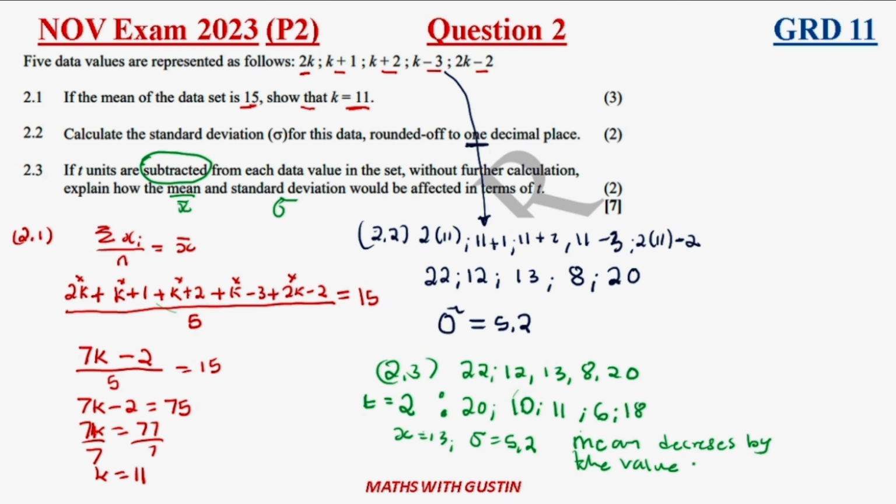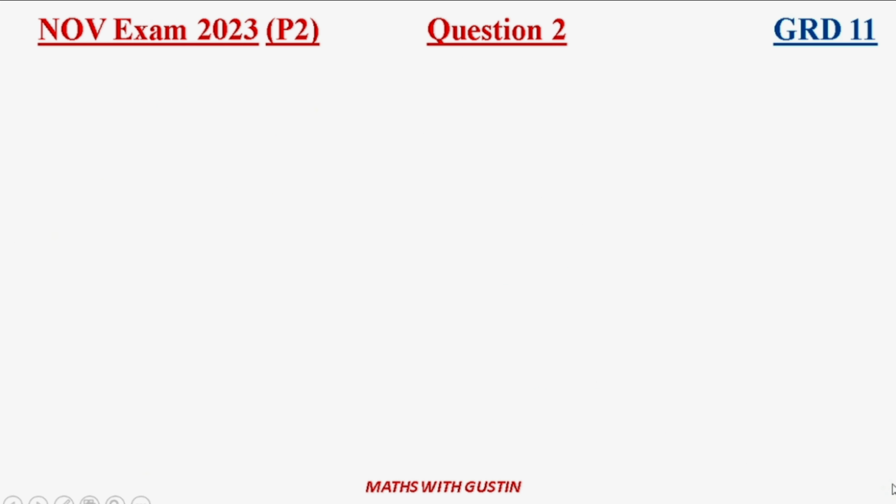So the mean decreases by the value of T, and our standard deviation remains the same. It does not get affected at all, guys. Just explain that it remains the same. All right, there you go.